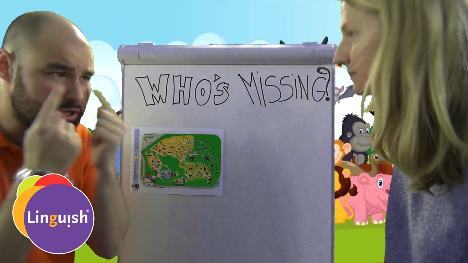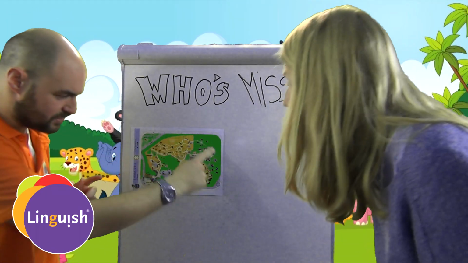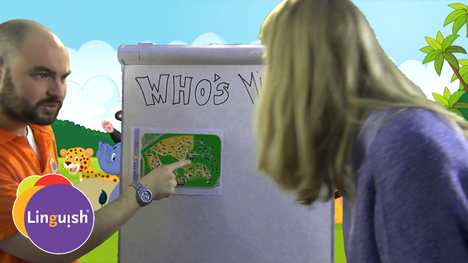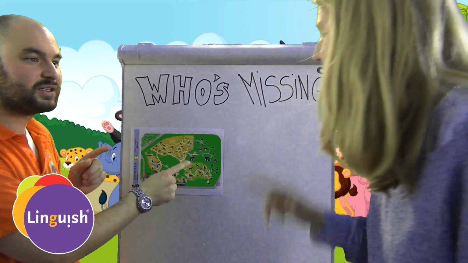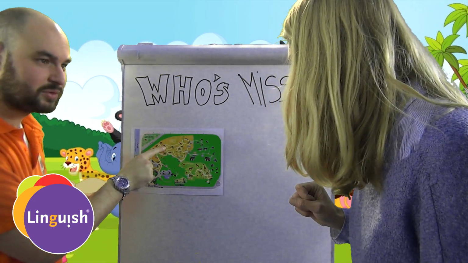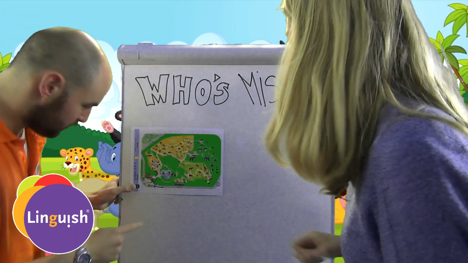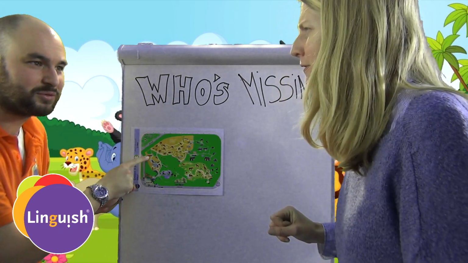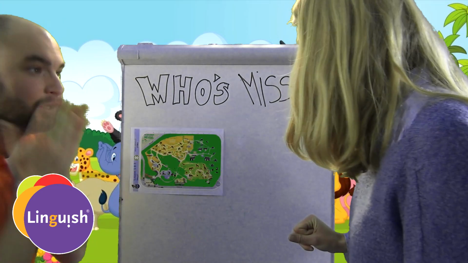So, Heather, look at the zoo here. What is this animal? It's an elephant. Yes. What is this animal? It's a kangaroo. What is this animal? It's a crocodile. Crocodile, yes. Now, oh no!